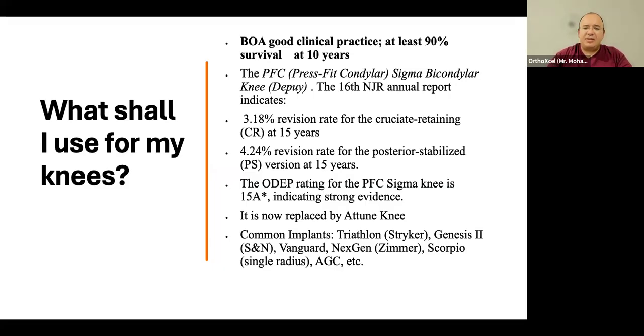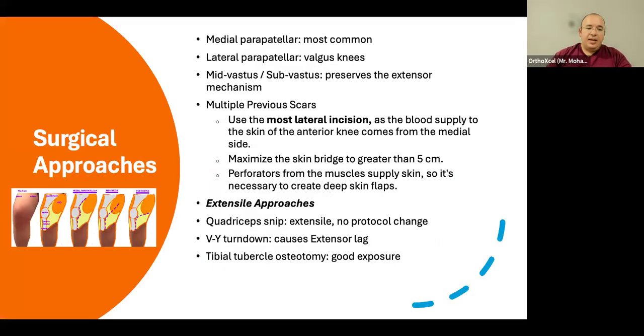There is another common implant, the Triathlon from Stryker, and NextGen from Zimmer. These are the commonest implants in the market, J&J or DePuy, Stryker and Zimmer, where J&J's Attune nowadays is replacing the PFC, Triathlon, and NextGen. Good.